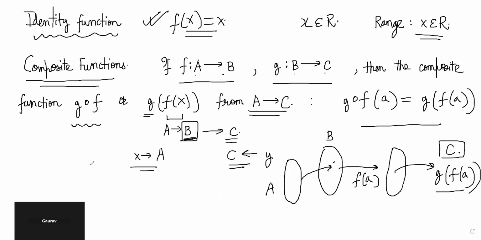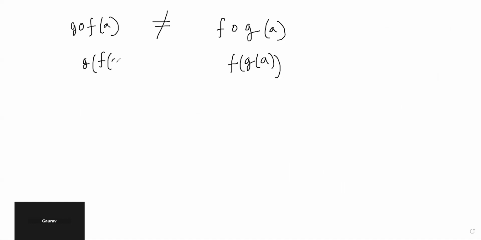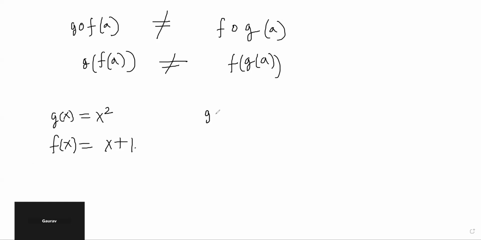It is obvious that g of f of A does not have to be equal to f of g of A. This means f of g of A. This means g of f of A. You can easily see by taking some simple examples. For example, g of x, let's say, is x squared, and f of x is x plus 1. We can easily see that g of f of x is going to be what?